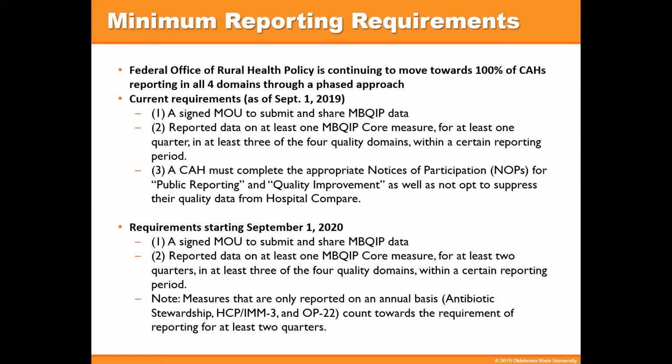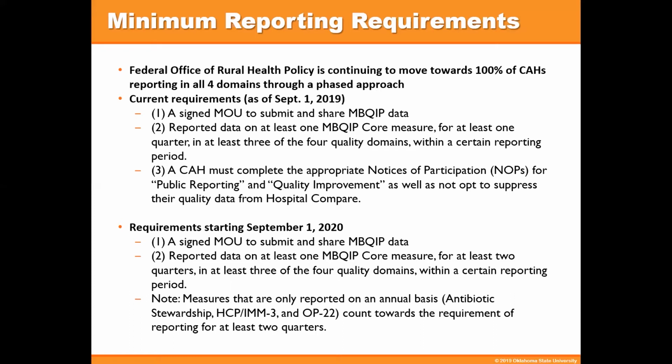We get a lot of questions about what the minimum reporting requirements are. Over the past few years, the federal office has really encouraged us, as well as critical access hospitals, to report as many measures as possible, kind of inching towards 100% reporting of all critical access hospitals for all quarters on all measures. So the current requirements that started as of September 1st, 2019 are listed below.